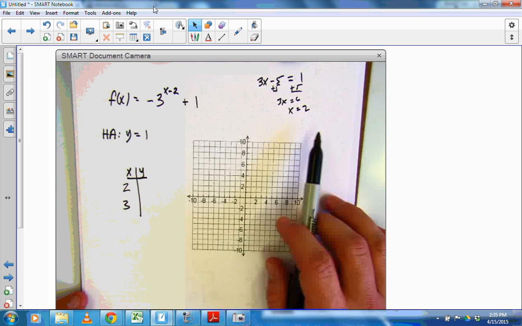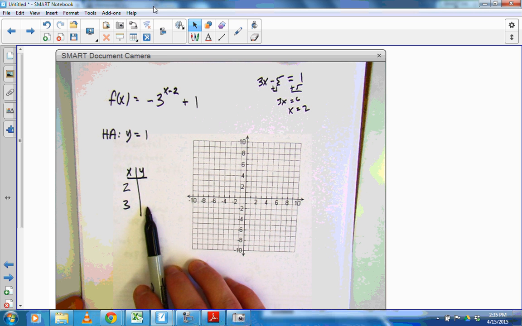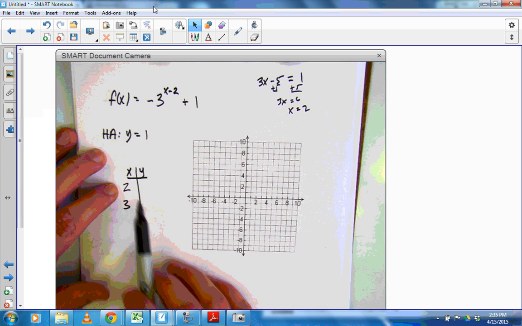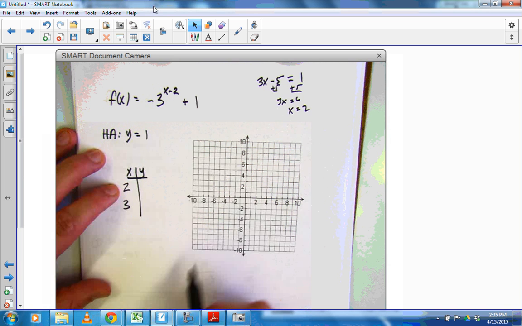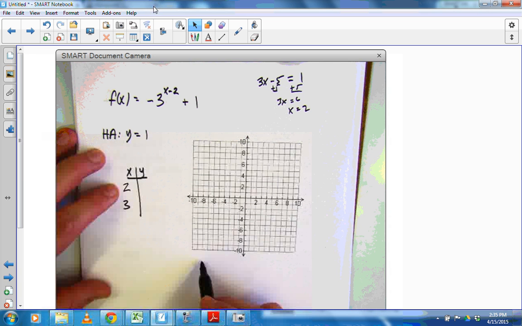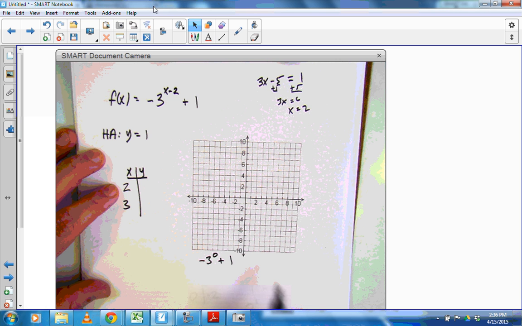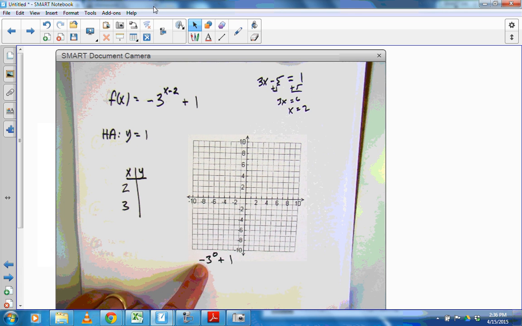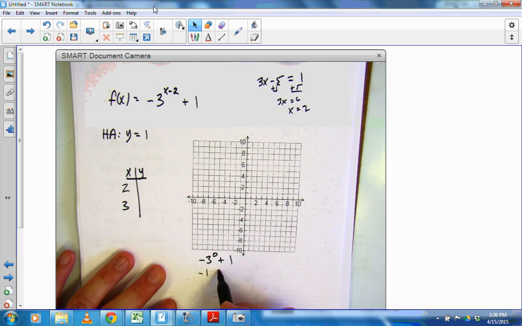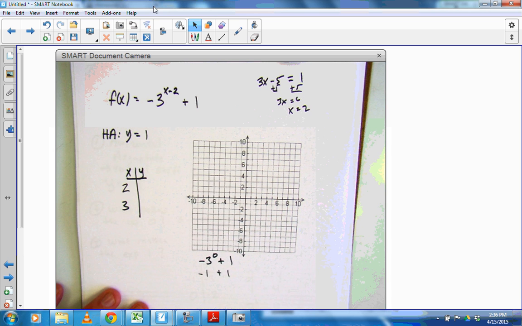Now, how do we get the y values? Plug them in. If we plug in a 2, that's going to turn the exponent into 0. So we'll get negative 3 to the 0 power plus 1. You have to be careful with this negative right here. 3 to the 0 power would be 1, but then this negative means the opposite of that, so it would be negative 1. Does that make sense? So that would be negative 1 plus 1, and that would be 0.